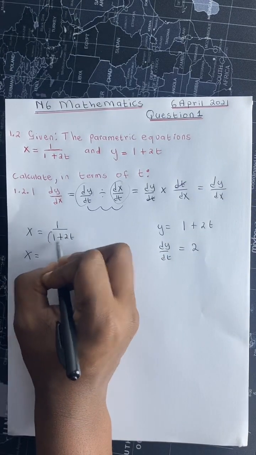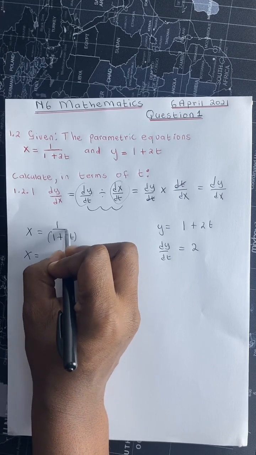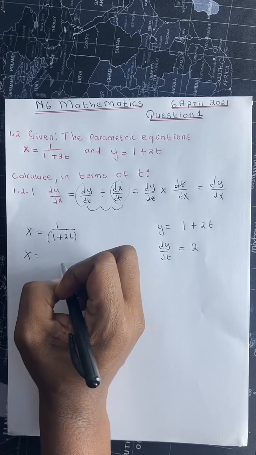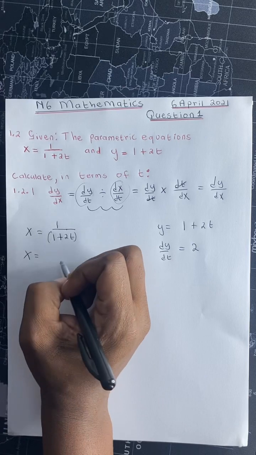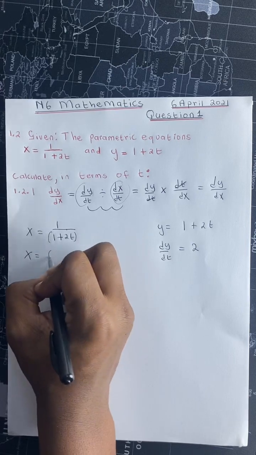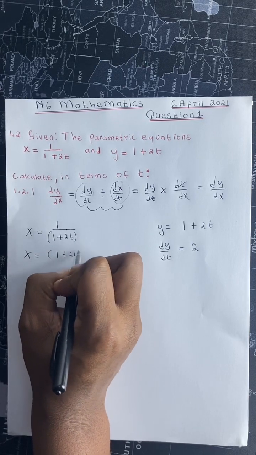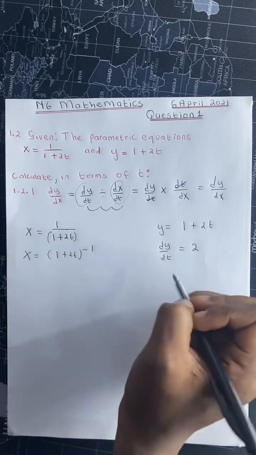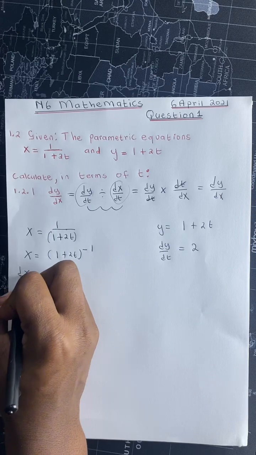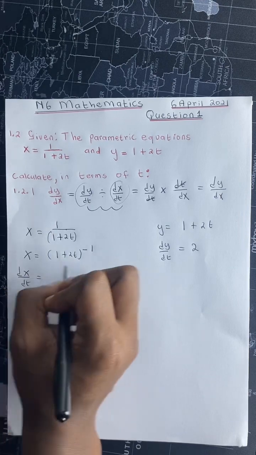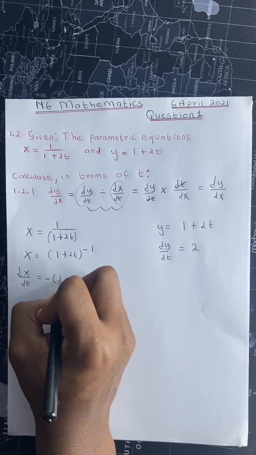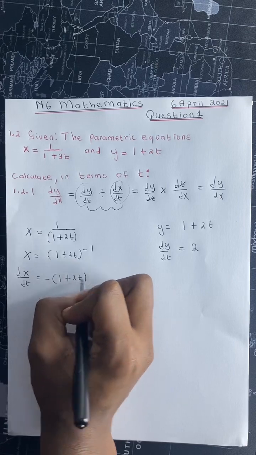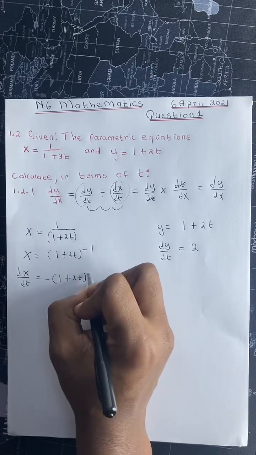We take this 1 plus 2t in the denominator and take it to the numerator. So this will be (1 plus 2t) raised to the power negative 1. So dx over dt will be equal to this negative multiplied by this whole thing, 1 plus 2t, to the power negative 1 minus 1, which will be negative 2.